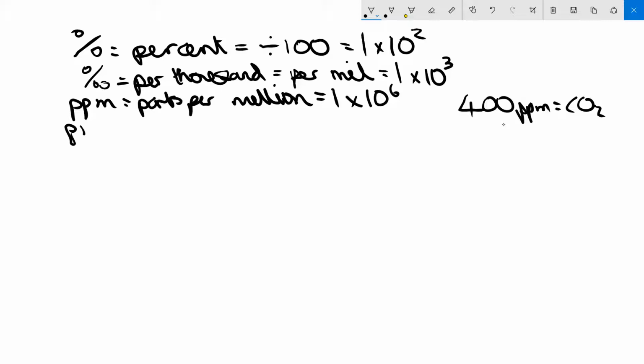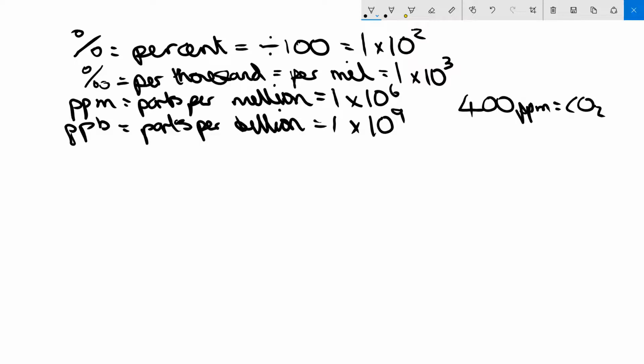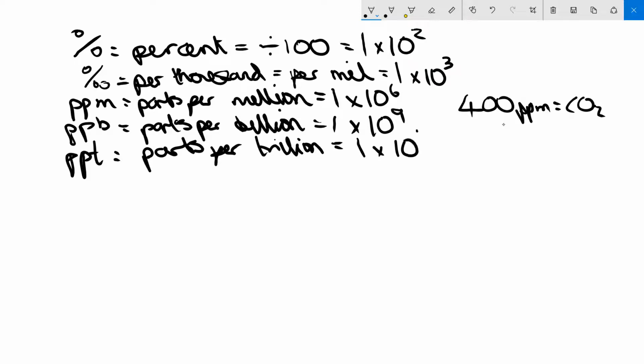Then there is ppb, which stands for parts per billion, and this is 1 times 10 to the power of 9. Then there is ppt, and that stands for parts per trillion, and that is equal to 1 times 10 to the power of 12. And these units are going from largest to smallest.